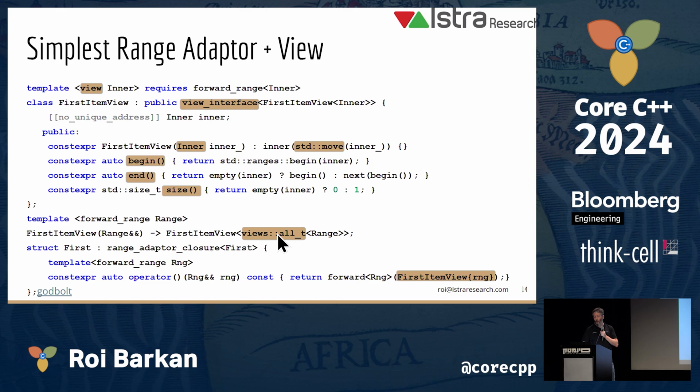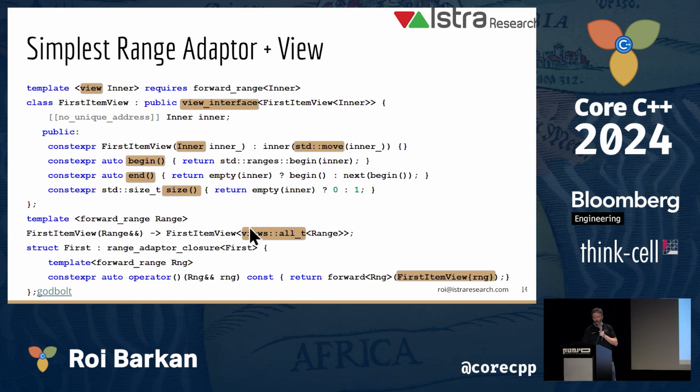And then there's this trick with Alt T where you can see that the input of the deduction guide is not a view. The input of the deduction guide is a forward range. So there are potential ranges that can fit the deduction guide, but do not fit the class. Okay, and this all view or views Alt T is in charge of converting.